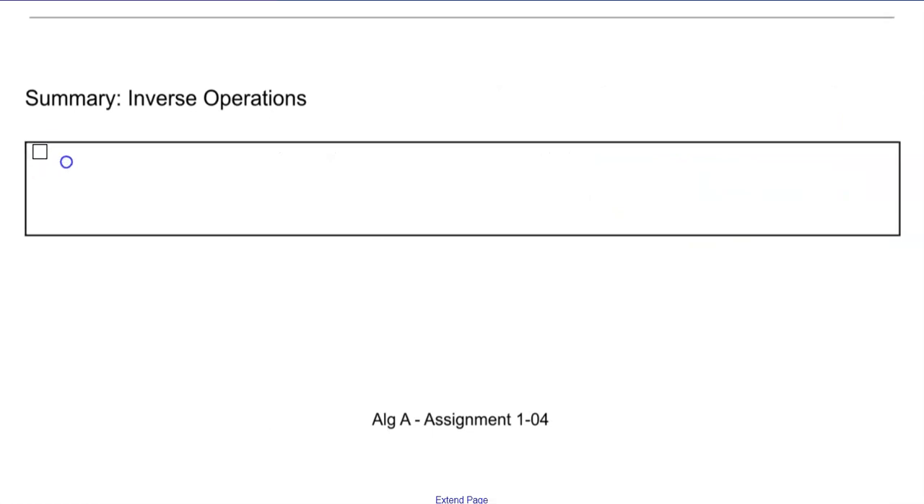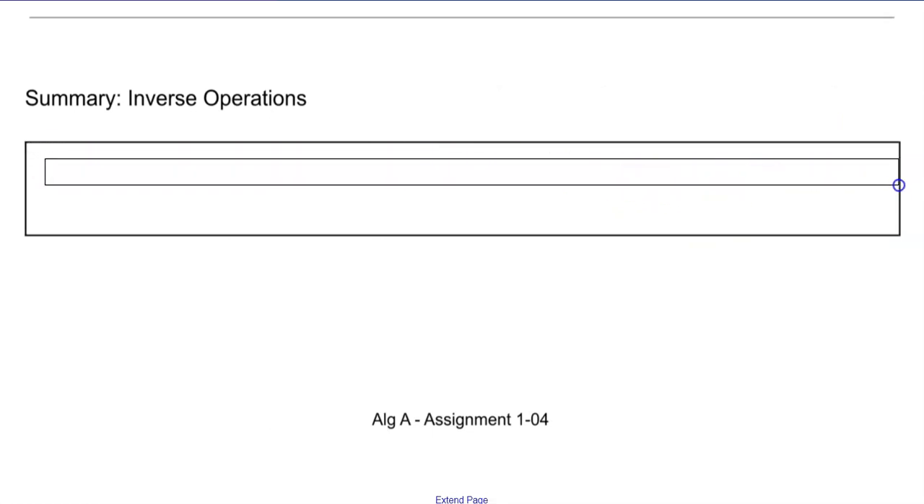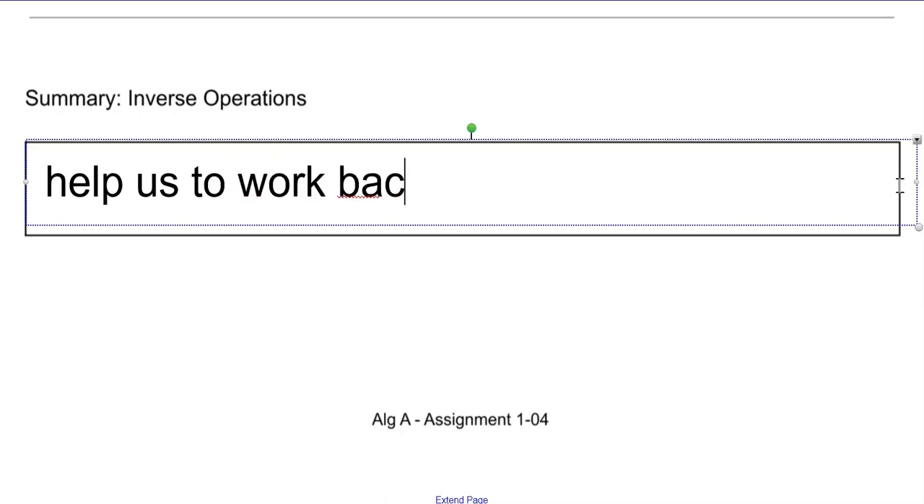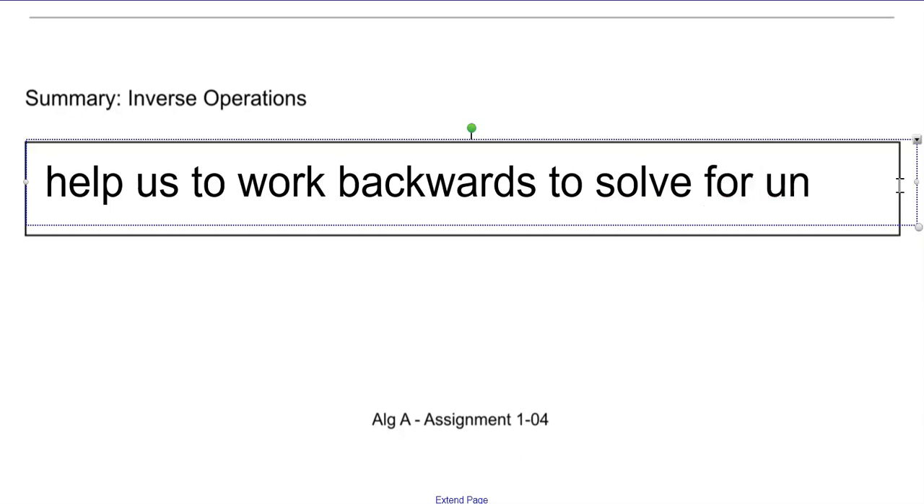So I do want to leave you with this little summary piece. So summary: inverse operations help us to work backwards to solve for unknown.